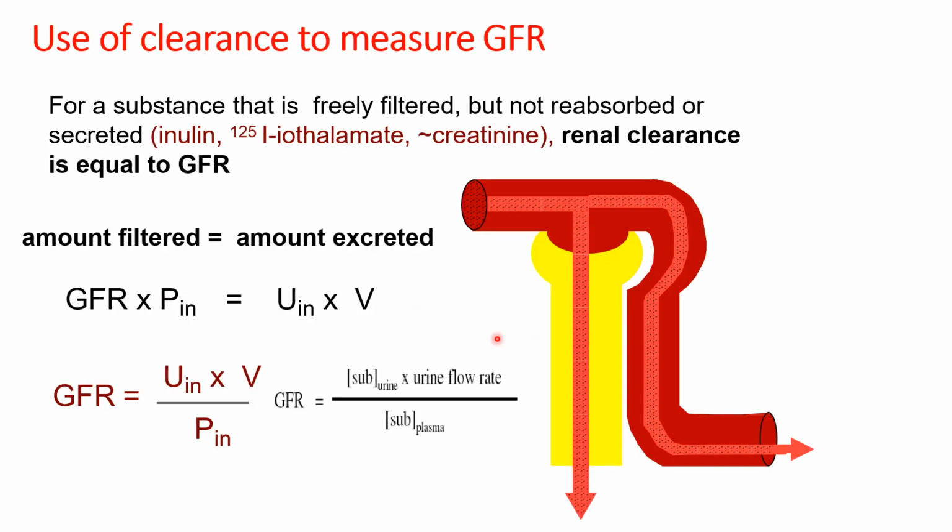By doing this procedure with the most commonly used substances, renal clearance is equal to GFR. So the amount filtered is equal to the amount excreted. GFR times P, where P is the plasma concentration, equals U, the concentration in urine, times V, the flow rate. That's how we get the GFR.